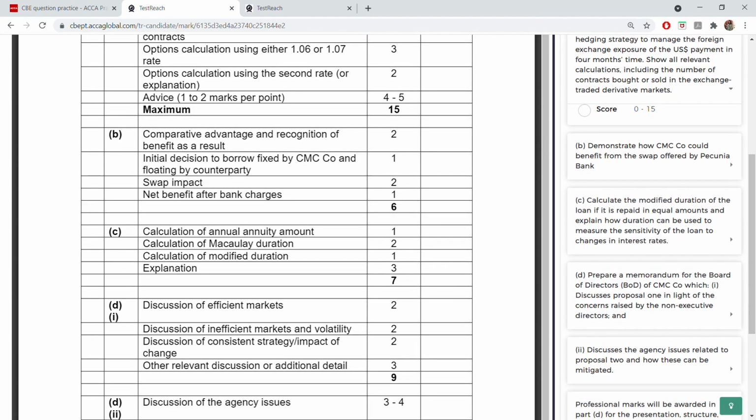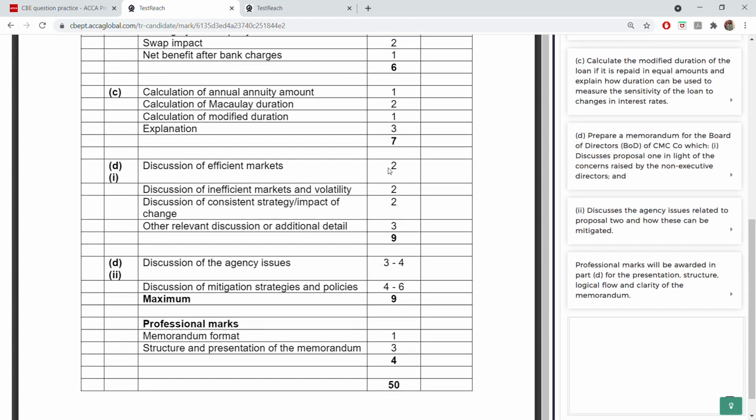Then we have 3. Annuity amount is 1 mark. Calculating that annual amount. Macaulay duration 2 marks. Modified duration 1 mark only. Okay, and explanation is 3 marks. You see, explanation is always more than numbers. And then let's see at least the points so that we know, okay, these are the things we have to write. Now, discussion of efficient market, 2 marks.